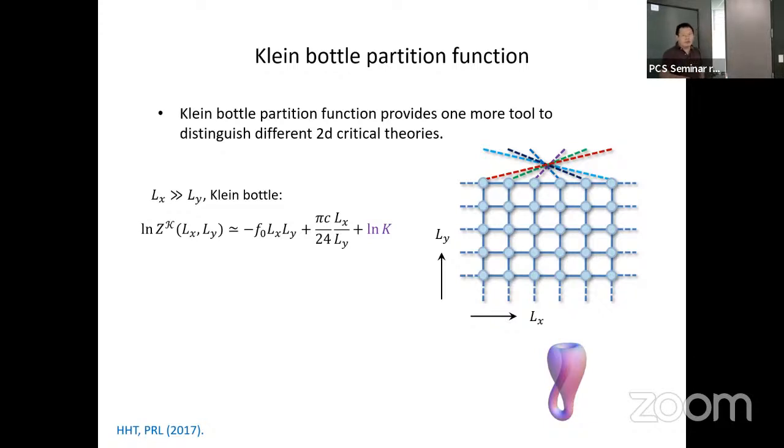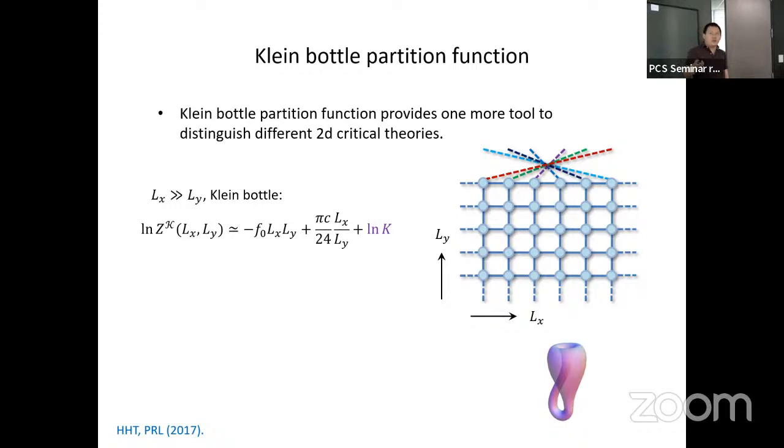And one interesting result is that I have found that if you calculate the partition function in this geometry, then in the CFT framework, you can actually calculate this as well. So here, the first piece is still this non-universal part. But if we have the same area, then you expect that the per site free energy is the same as what you would get for the torus case. And the second piece is already different. So 6 is replaced by 24. And then the most interesting part is that there is one constant contribution.